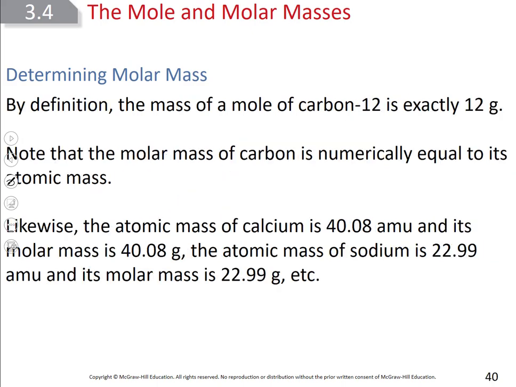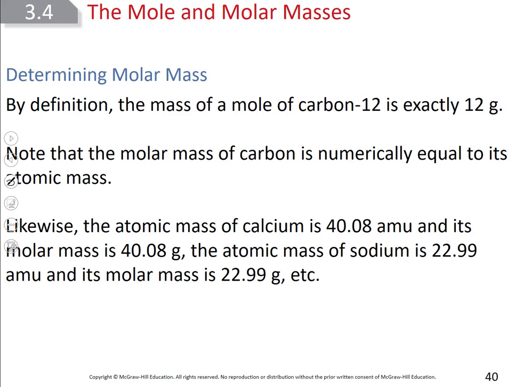Now, how do we find the molar mass? The molar mass of 1 mole of carbon-12 is exactly 12 grams. Wait, where did we just see that? Where are we seeing that a couple times now? The definition of a mole. We also saw the definition of atomic mass unit. When we say carbon-12 has a mass of 12 what? What's that unit? Back in chapter 2, when we said carbon-12 has a mass of 12, what was the unit? AMUs.